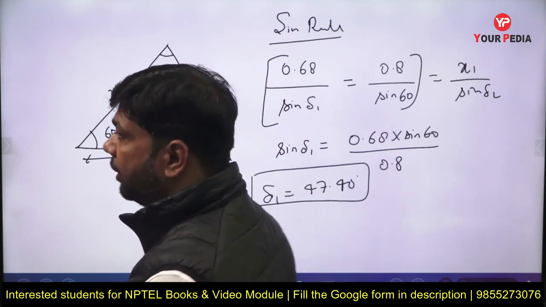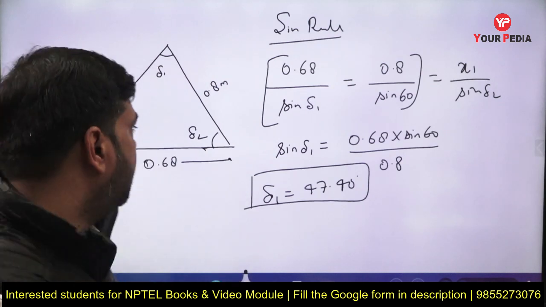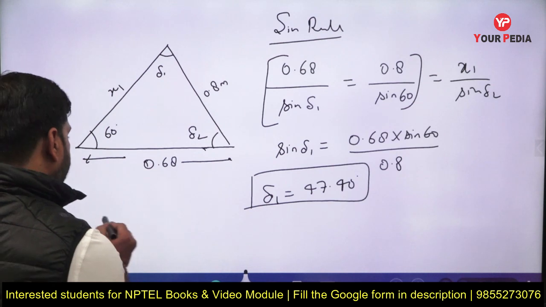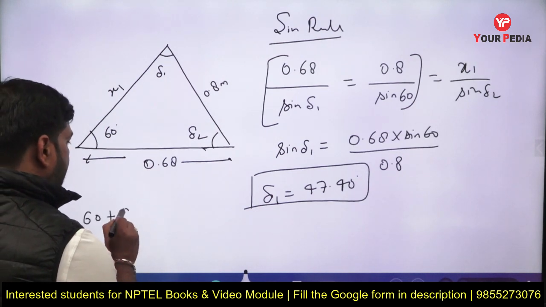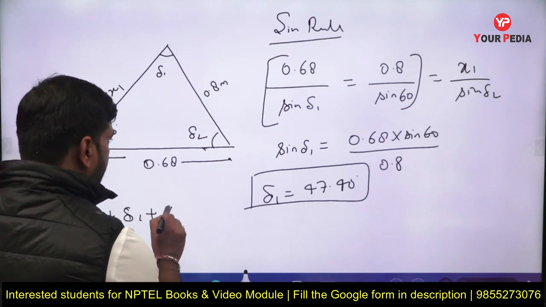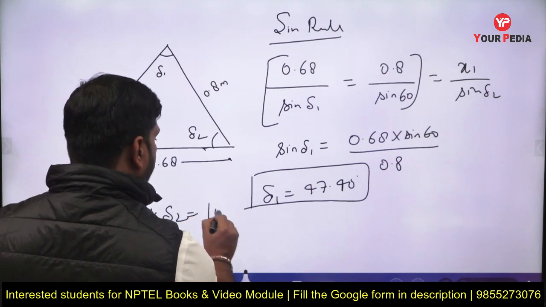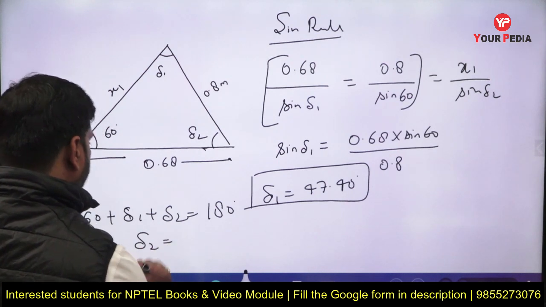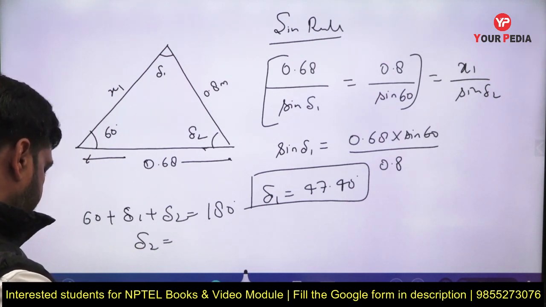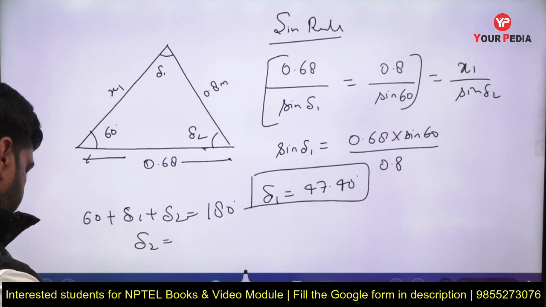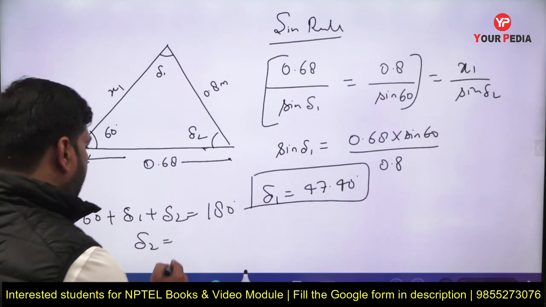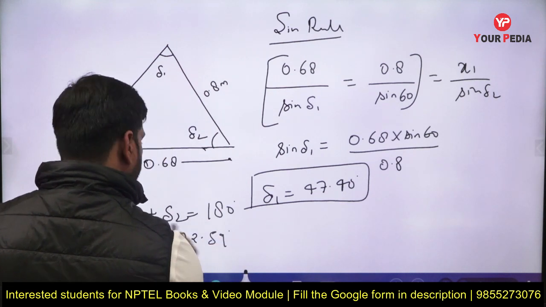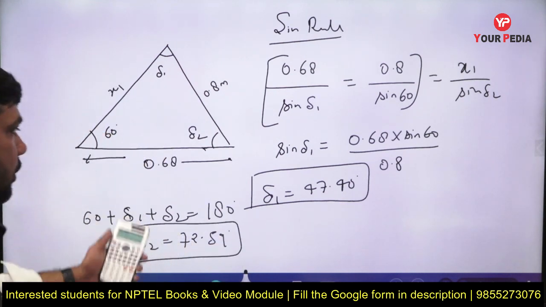So here you can also find out the value of delta 2 by using the triangle, where the sum of angles equals 180 degrees. So 60 degrees plus delta 1 plus delta 2 equals 180 degrees. Here the value of delta 1 is known, so you can calculate delta 2 from here, which comes to be 72.59 degrees. So now you have both of them.